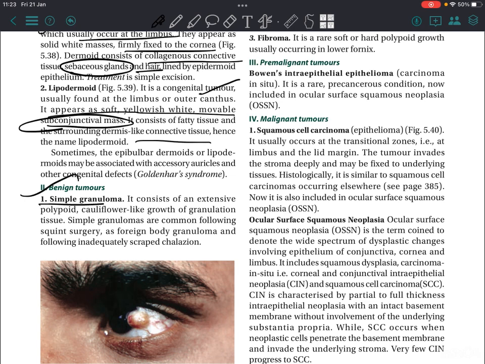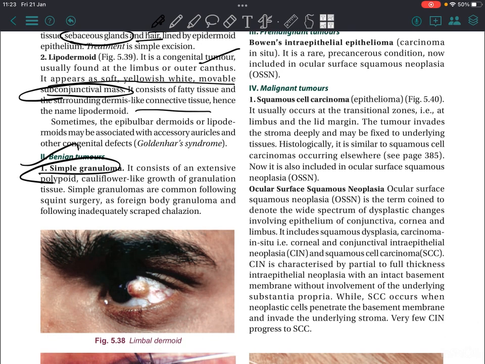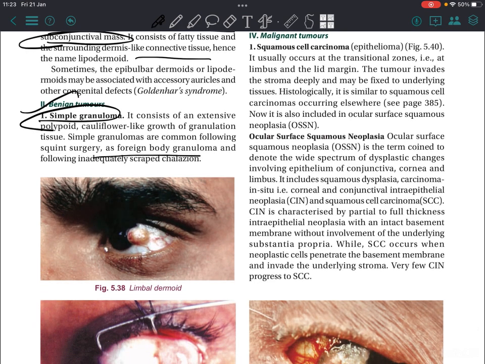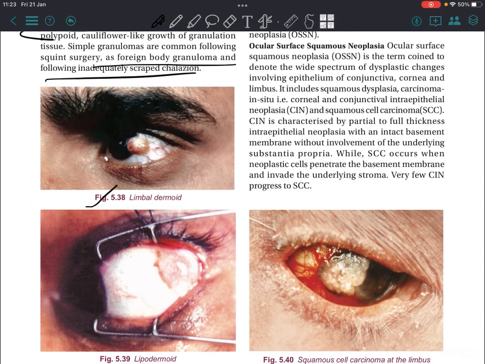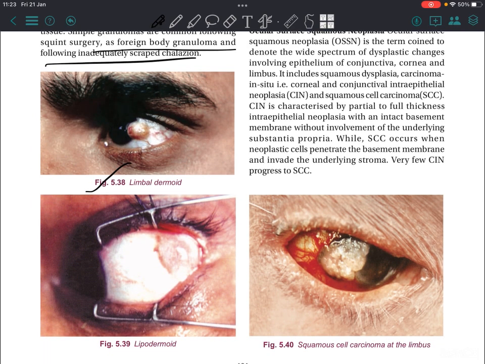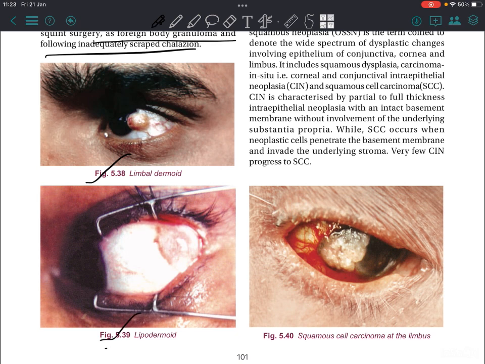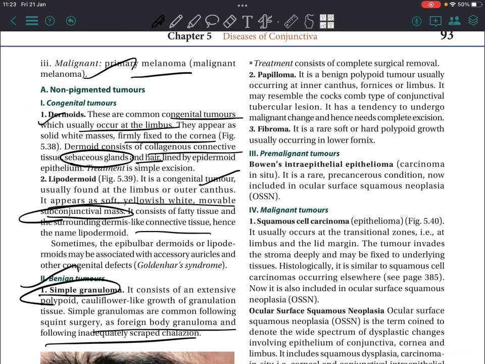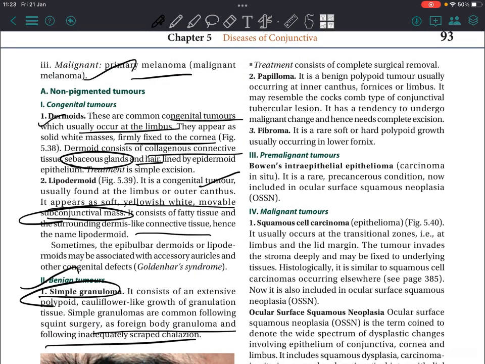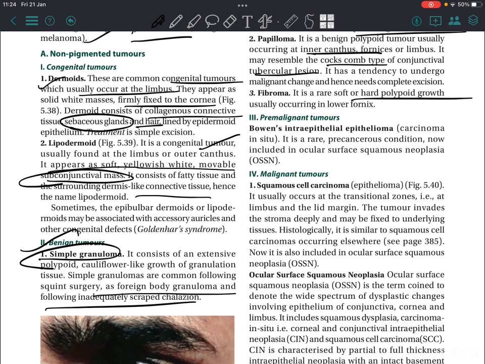Benign tumor, simple granuloma. It's a cauliflower-like growth of granulation tissue. Simple granuloma is common following squint surgery as foreign body granuloma and following inadequately scraped chalazion. Squamous epithelial carcinoma, limbus, lipodermoid, limbal dermoid. Treatment: papilloma. Treatment consists of complete surgical removal. Papilloma is a benign polypoid tumor usually occurring at inner canthus, fornix, limbus. It may resemble the coxcomb type of congenital tumor. Fibroma, it is a soft, hard polypoid growth.